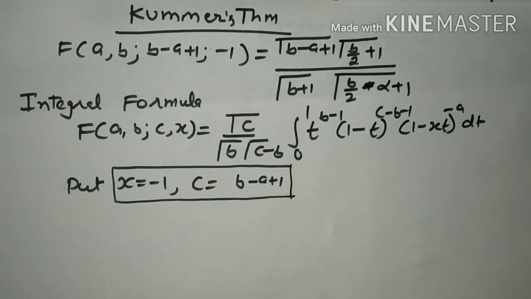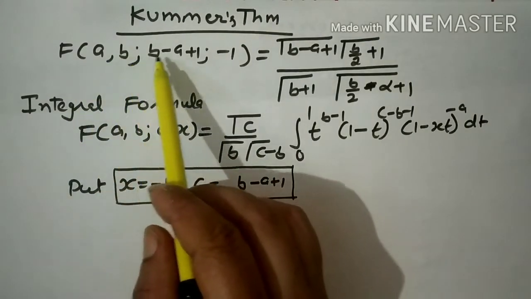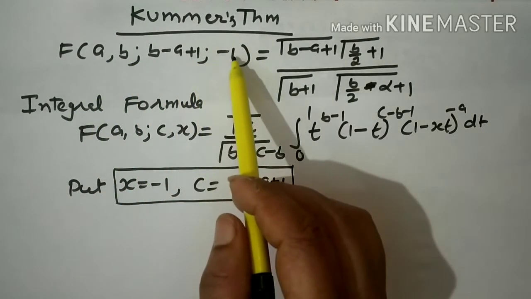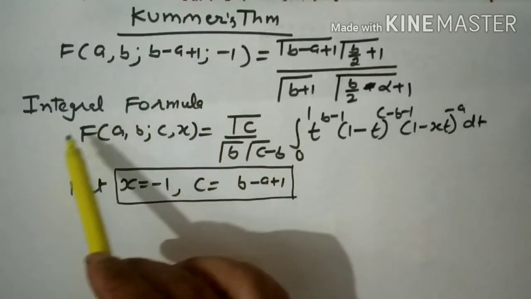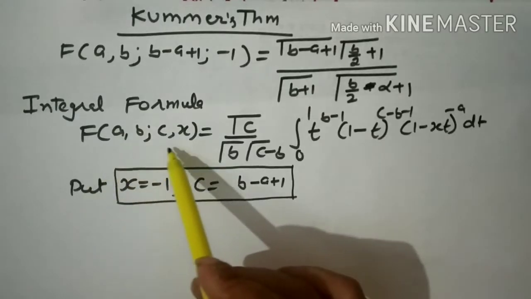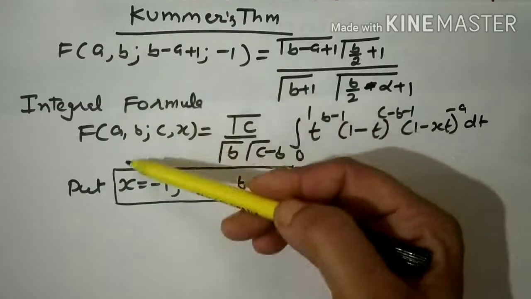Next theorem in our way is Kummer's theorem, for which we have to prove this result, F(a, b; b minus a plus 1; minus 1) is equal to this thing. So to prove this, again we will use the integral formula, which we have already done. What we have to do, we have to compare these two.